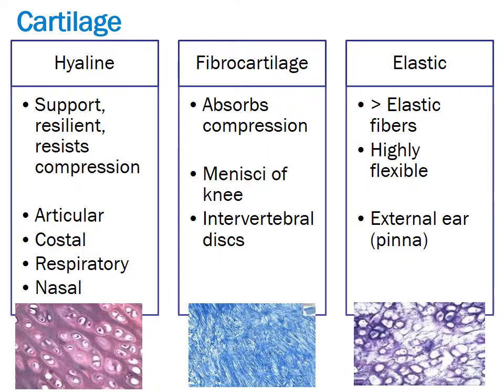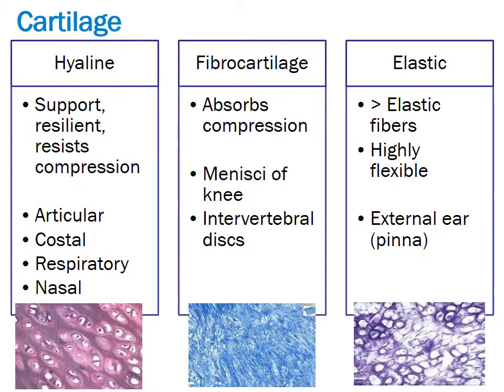Fibrocartilage contains a different fiber in the matrix. This tissue absorbs compression and provides cushion and shock absorption between bones. For example, the menisci of the knee prevent the femur from hitting the tibia when we stand, walk, and jump. Also, the fibrocartilage pads between vertebrae cushion each vertebra but also position the vertebra so that nerves can pass between them without being pinched.